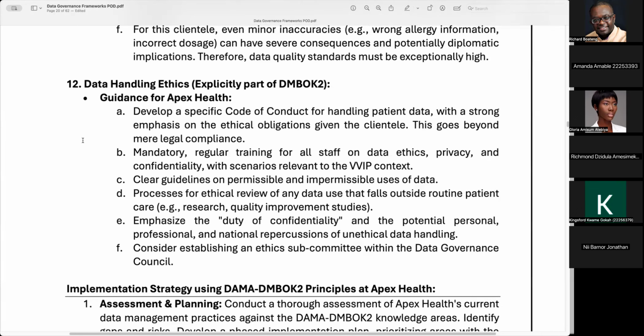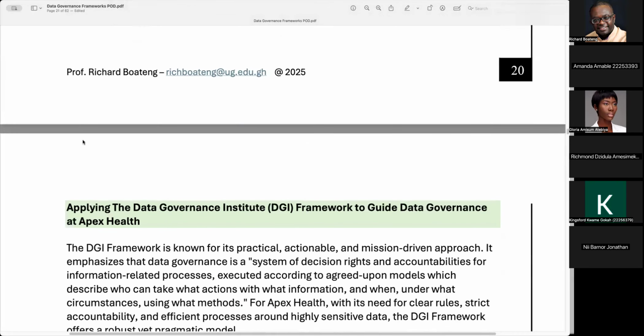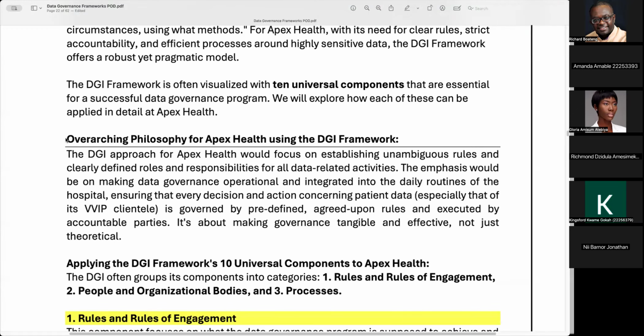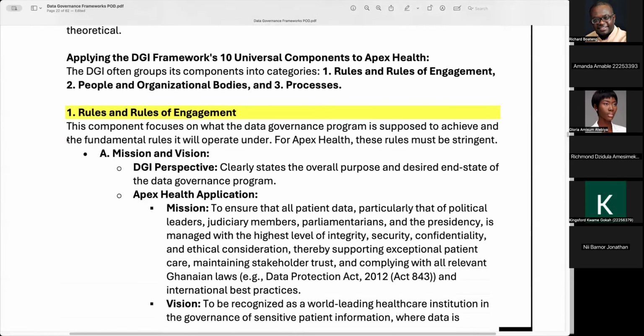The source suggests its philosophy for Apex Health would be about establishing unambiguous rules, clearly defined roles, and strict accountability, making governance truly operational and integrated into daily routines, especially concerning VVIP data. That's right. DGI is known for its very practical, actionable approach. So applying its 10 universal components to Apex Health. First, the mission and vision would be laser-focused and crystal clear. Something like, to ensure all patient data, particularly that of VVIPs, is managed with the absolute highest standards of integrity, security, confidentiality, and ethics in full compliance with Act 843, aspiring to be a world leader in sensitive data governance.